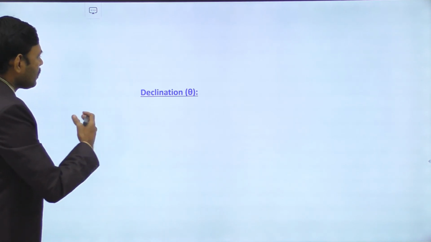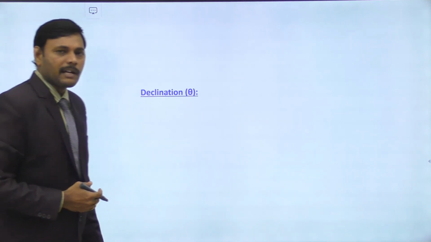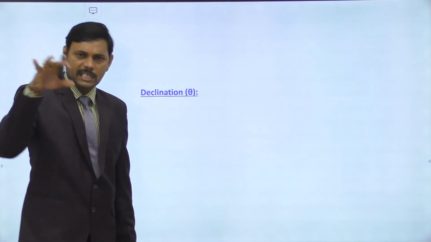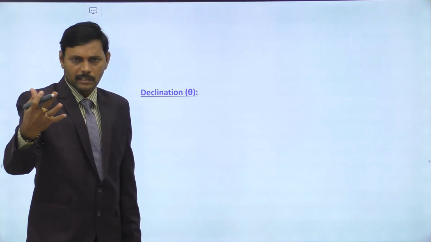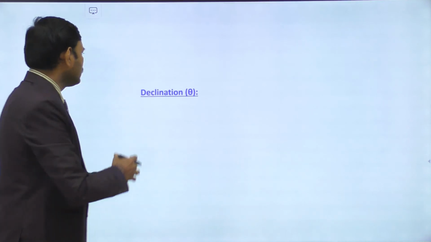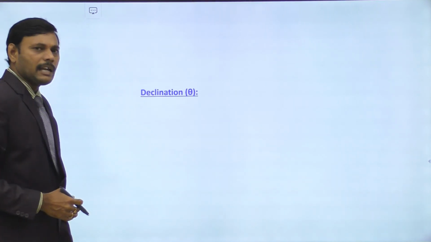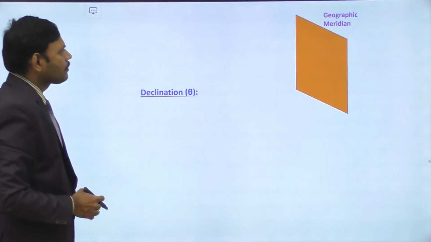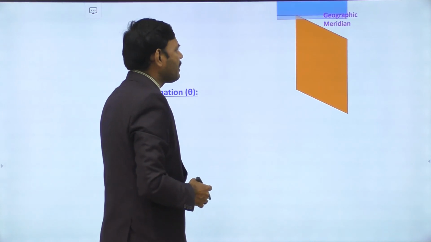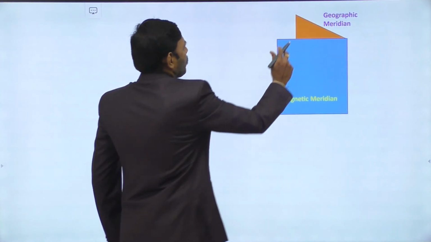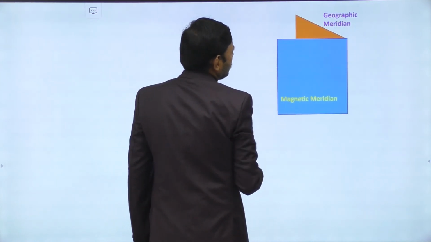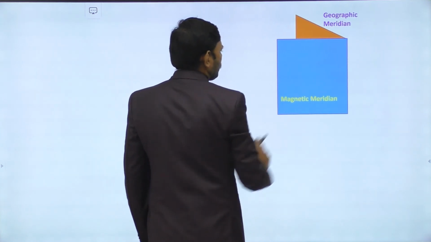Next, elements of earth magnetism means the quantities or parameters which describe the magnetism of earth. The first one is angle of declination, theta. Let this be the geographic meridian. The brown one is the geographic meridian and the bluish one is the magnetic meridian.